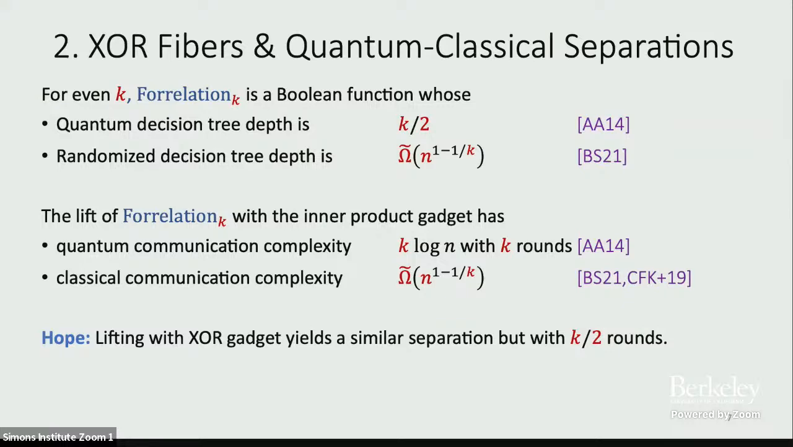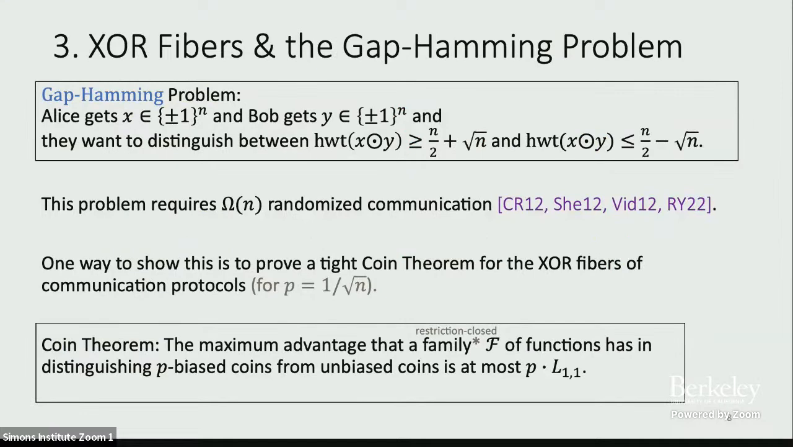Okay. So the last motivation for this I'm going to talk about is the connection with the gap Hamming problem. This gap Hamming problem is a famous problem in communication complexity. It has applications to streaming lower bounds and so on. In this problem, Alice gets a vector x, Bob gets a vector y, and essentially they want to tell whether the inner product between x and y is at least square root n or minus square root n.